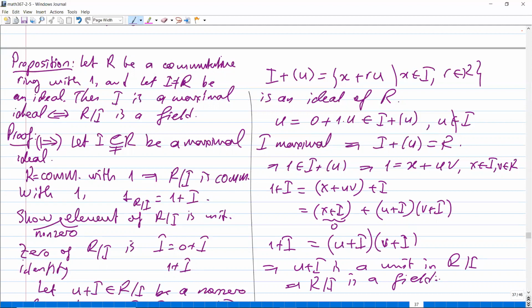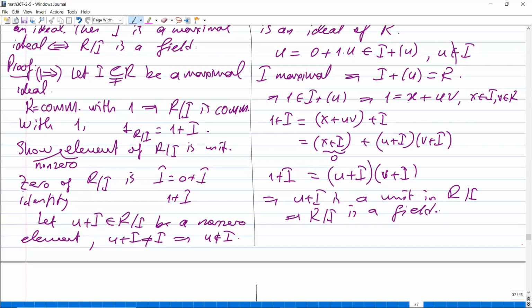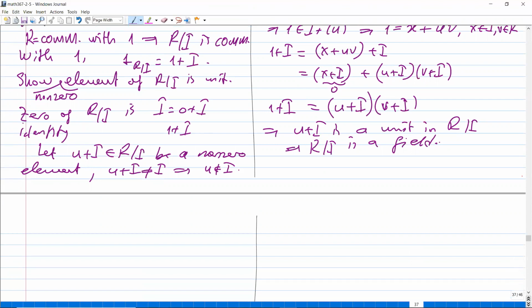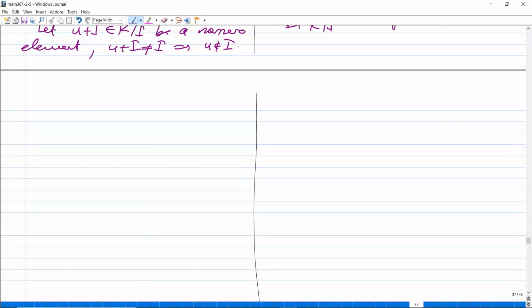So it's a commutative ring with 1. Every non-zero element has an inverse. Yes. Every non-zero element in R over I is a unit.